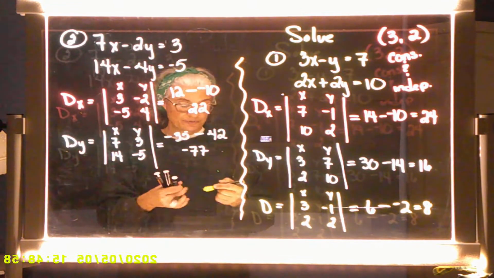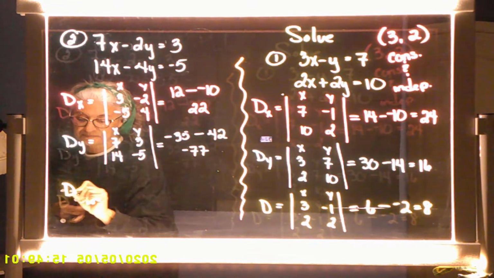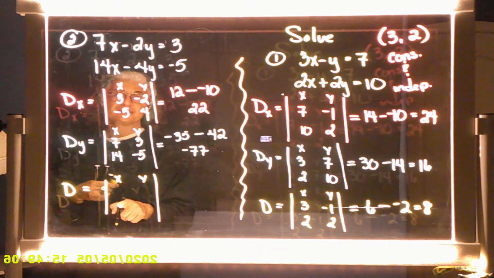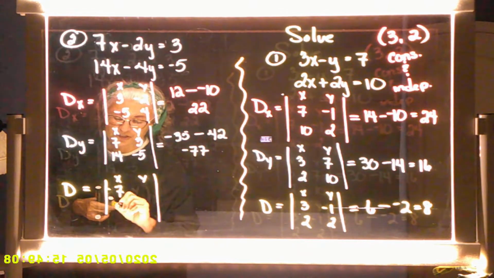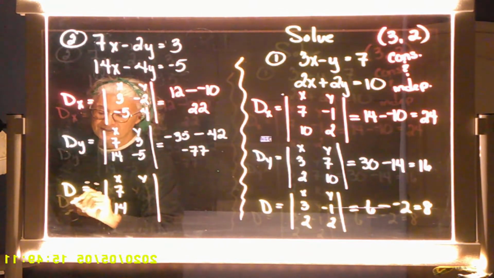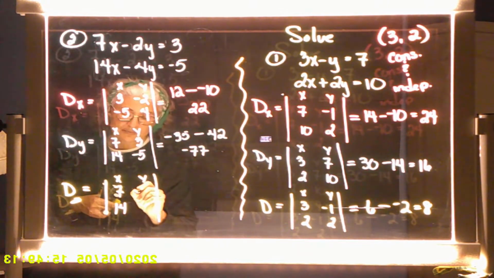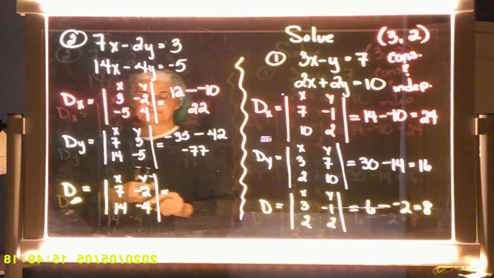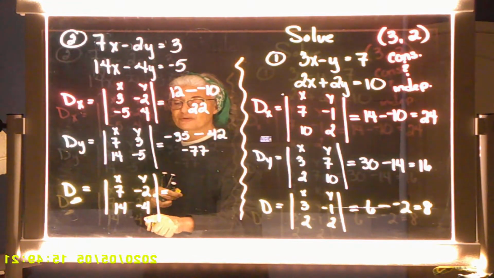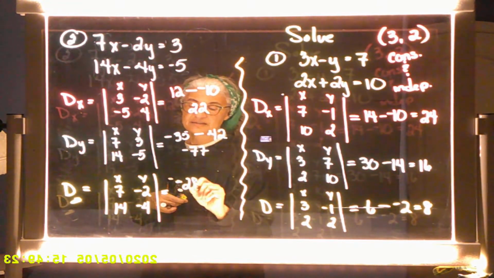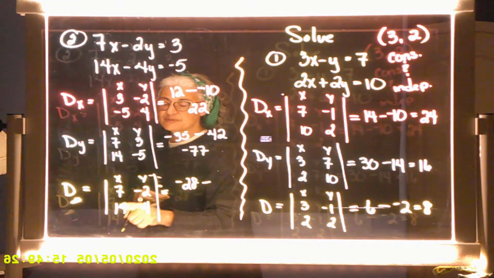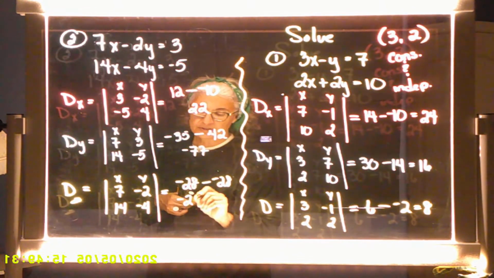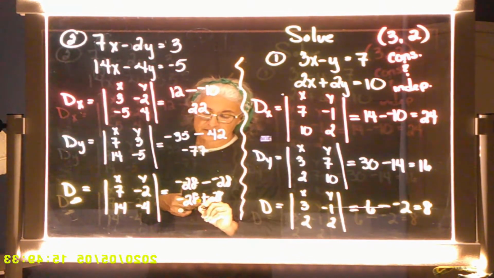Okay, last one, the main determinant. First column x, second column y. Can I fill in the x's? Yes, I can, because I'm not trying to define x. Y's, yep, can fill in the y's because I'm not trying to define it. So let's see. 7 times -4, good, -28, minus 14 times -2, -28. Uh-oh. -28 plus 28, 0.